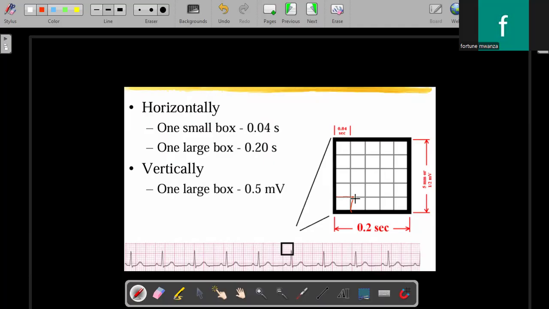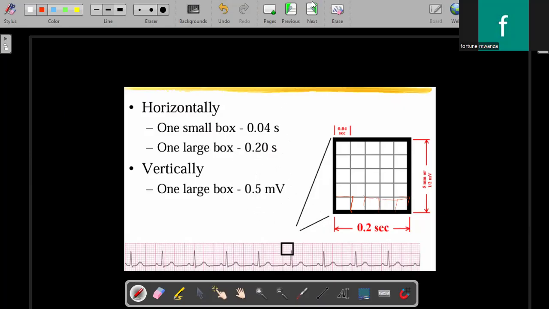Okay, so if you get this big box, you find that you have 1, 2, 3, 4, 5 of them. So now you multiply 5 of them times 0.04 seconds. So you find that the entire big box horizontally is going to represent 0.20 seconds. Okay, that's what you are having. Then vertically, one big box will represent 0.5 millivolts. So that's what you have to take note of.